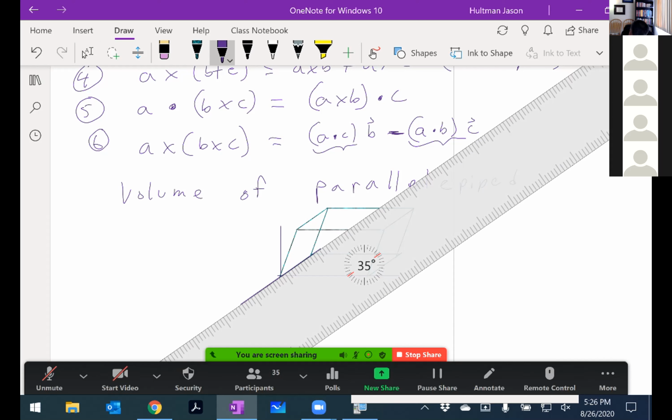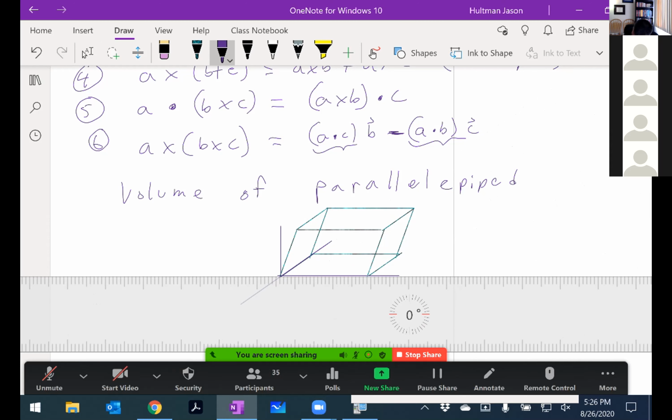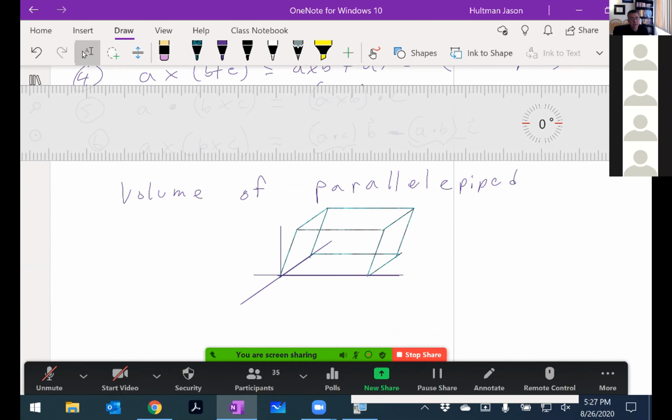And this guy's going to be my y-axis here as well. And then obviously the one that's going up at 90 degrees is my z-axis, right? It's going to be y, x, and z.